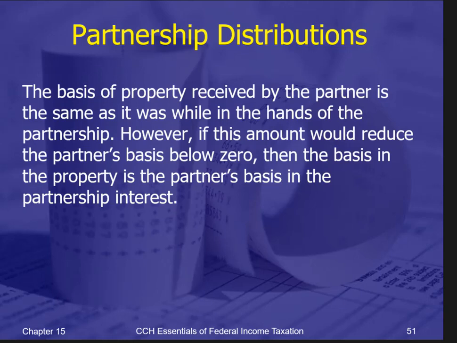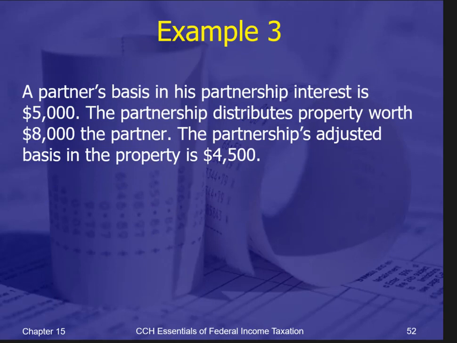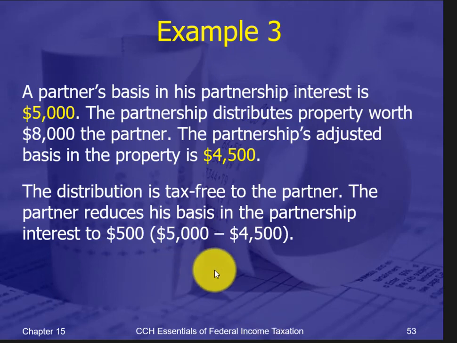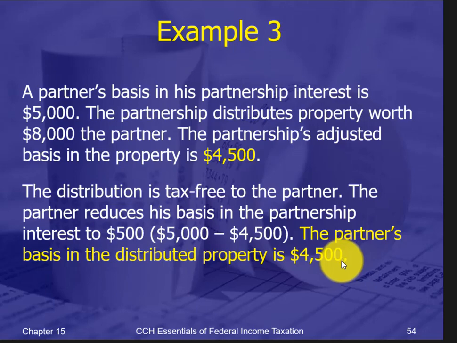The basis of the property received by the partner is the same as when it was in the hands of the partnership, meaning it's carryover basis. If it would reduce the partner's basis below 0, then your basis in that property is your partnership interest basis. All right. So the partnership's adjusted basis of the property is $4,500. The partnership distributes property worth $8,000. That is tax-free to the partner. It reduces our basis from $5,000 by the $4,500 to $500. And the partner's basis in the distributed property is $4,500, same as the property was in the hands of the partnership.